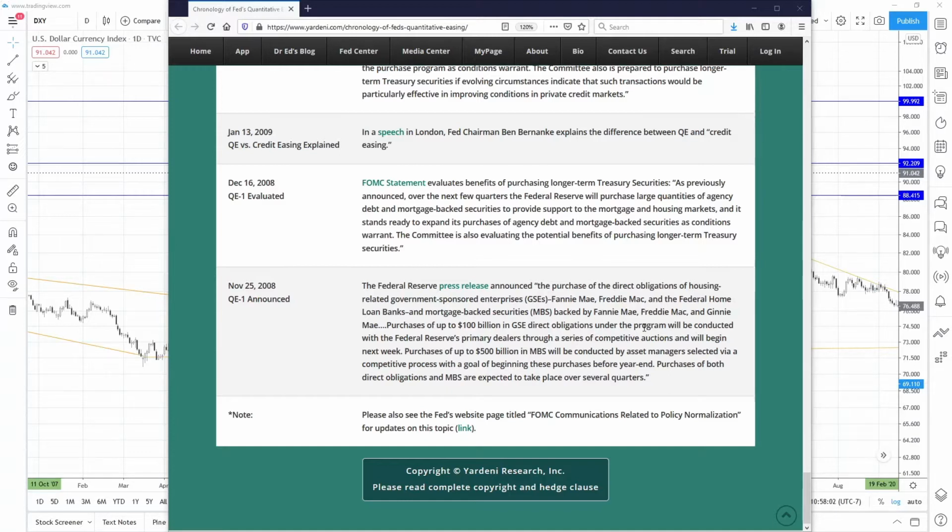Purchases of up to $500 billion in mortgage-backed securities will be conducted by asset managers selected via a competitive process, with the goal of beginning these purchases before year end. Purchases of both direct obligations and MBSs are expected to take place over several quarters.